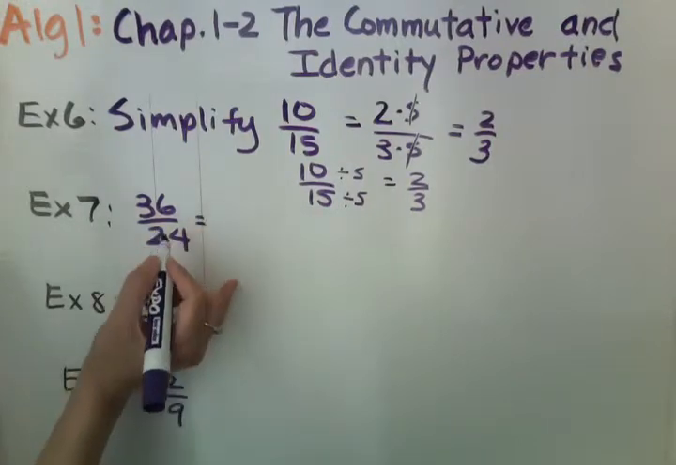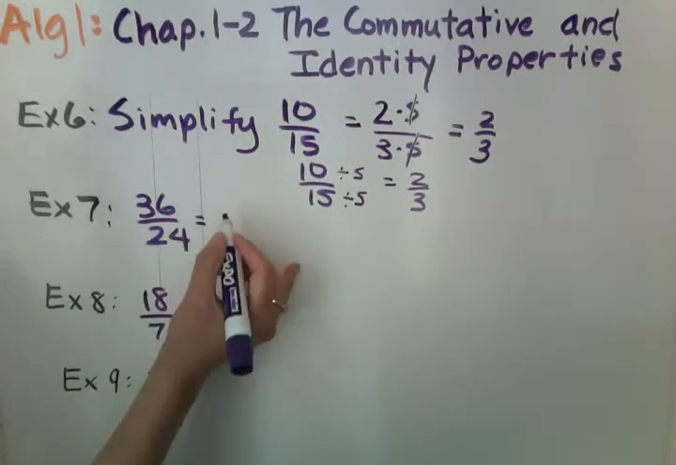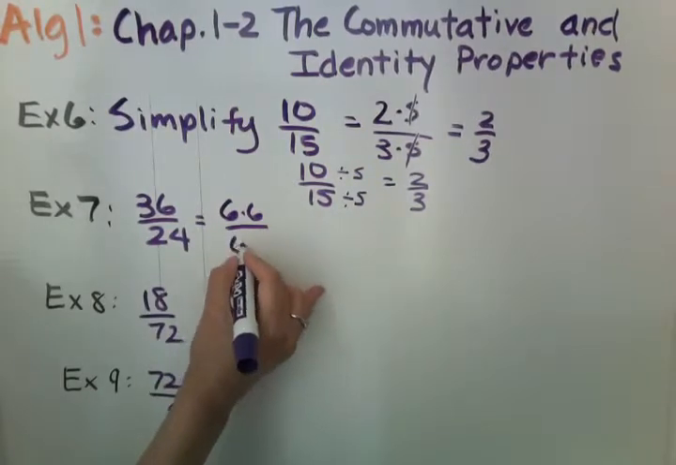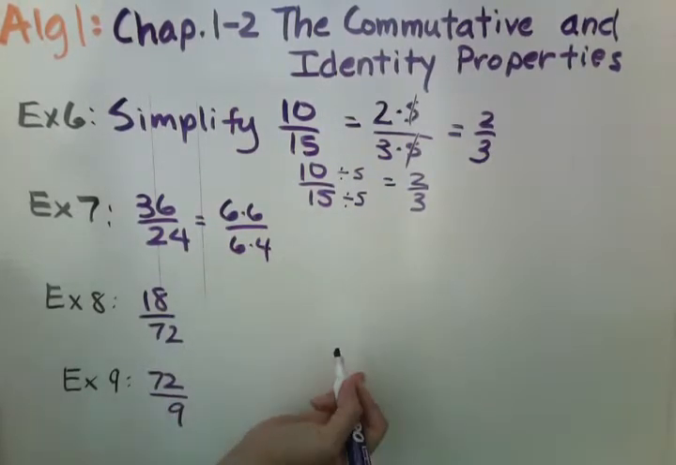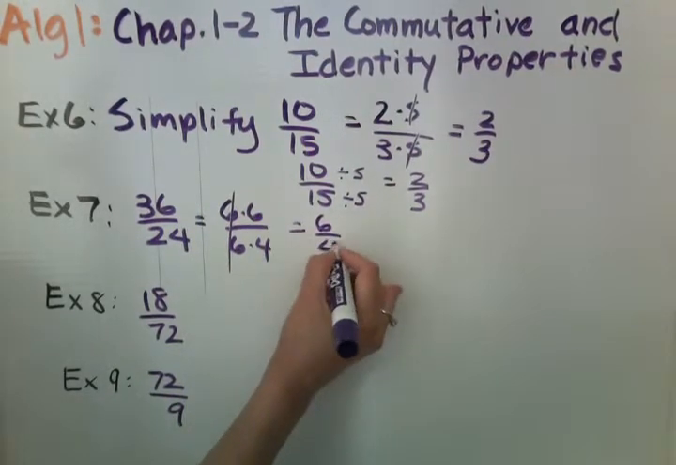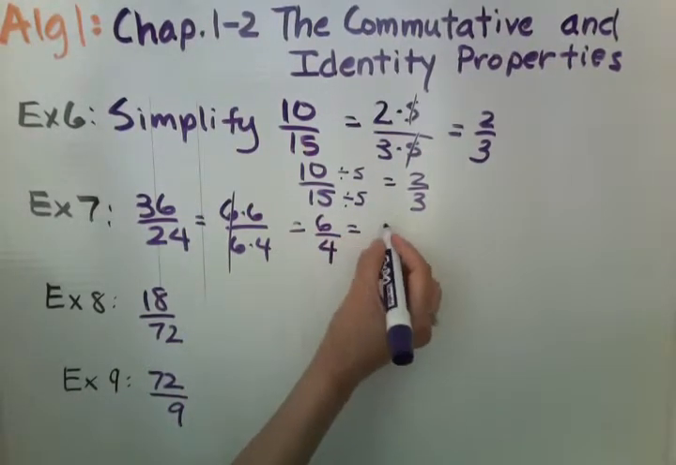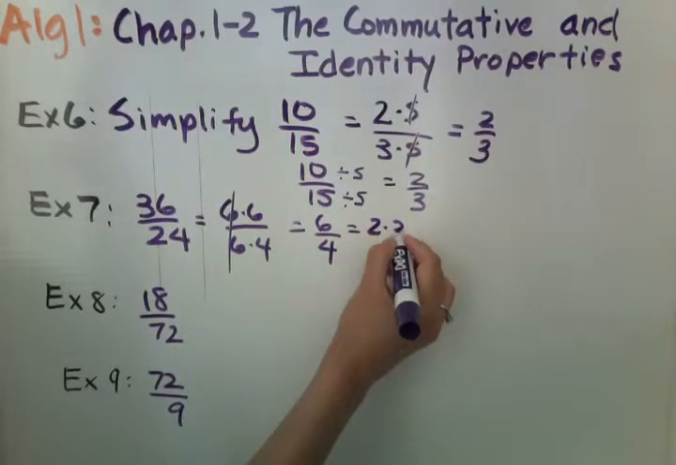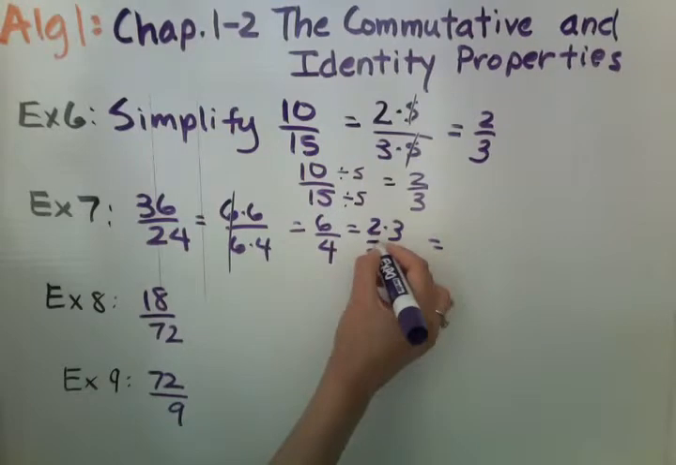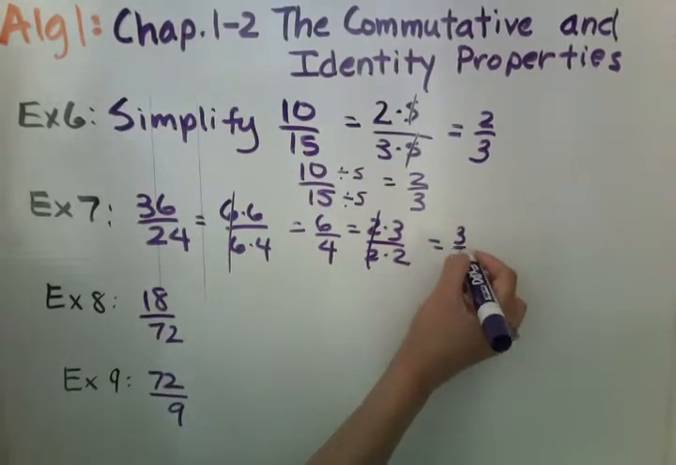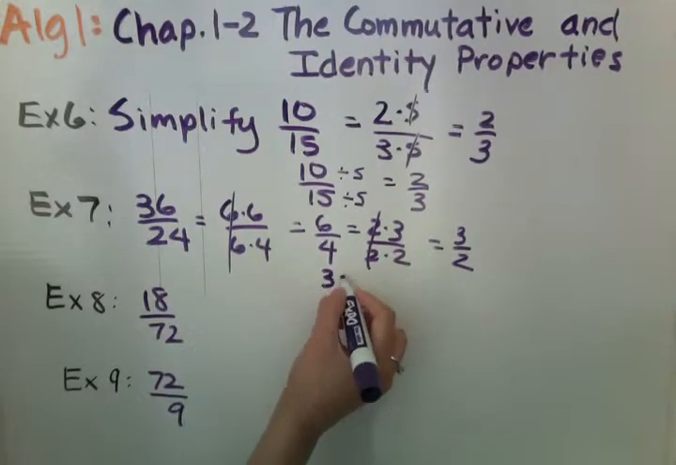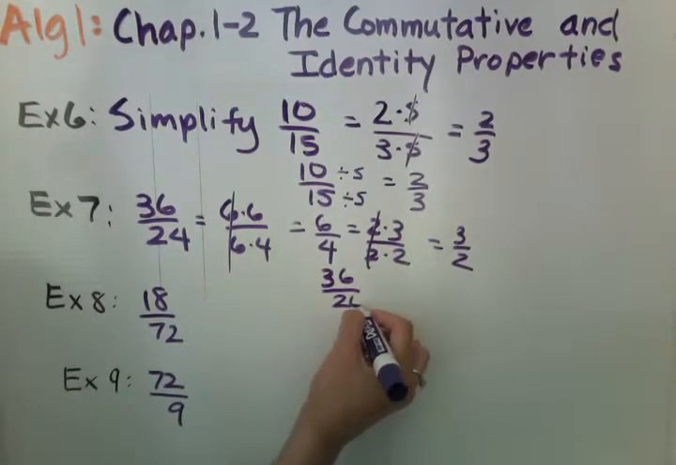Here, the factors are 6 and 6. 6 times 6 is 36. 6 times 4 is 24. You reduce that. 6/4, again, the factors for 6 are 2 times 3 and 2 times 2. You can reduce that, and you get 3/2. This seems to be a little lengthier, so let's see if the alternate way is faster.